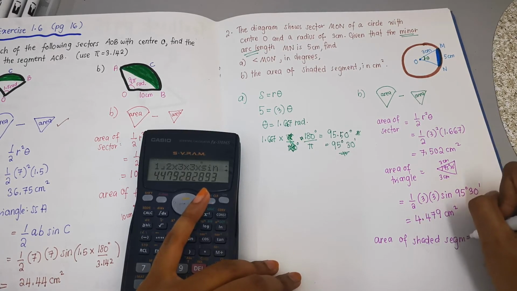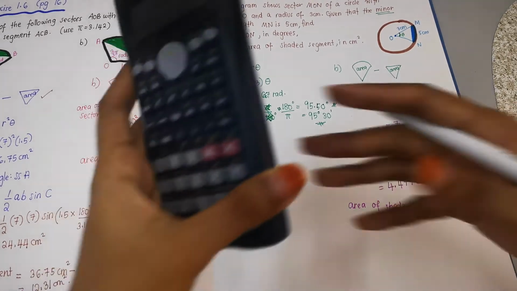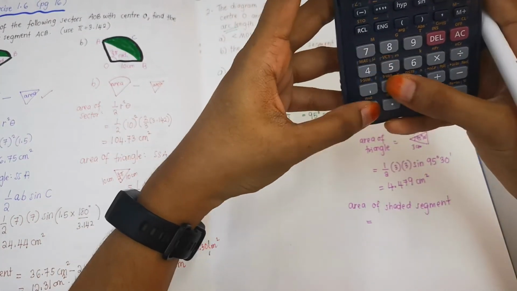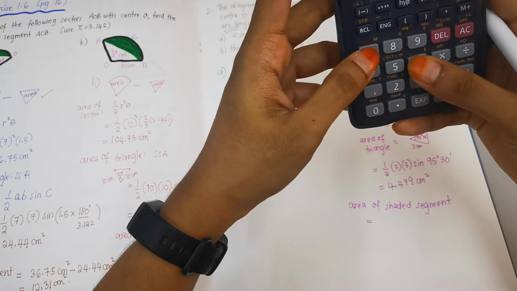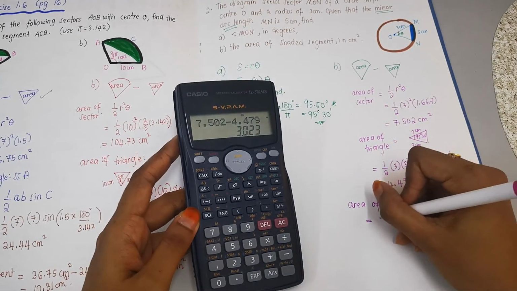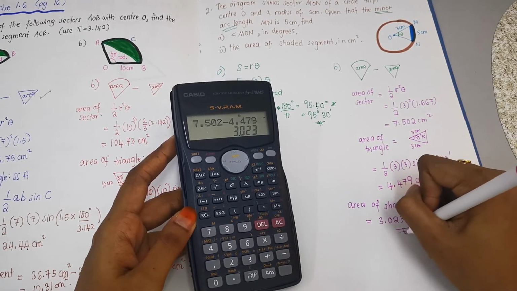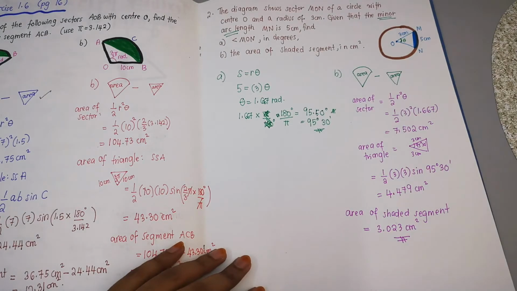Okay, so always take your time to write down, okay, because this is how you practice. So you can see how teachers do everything. That's how I literally teach all of my students. So the answer is 3.023 centimeter square. Okay, done question 2.